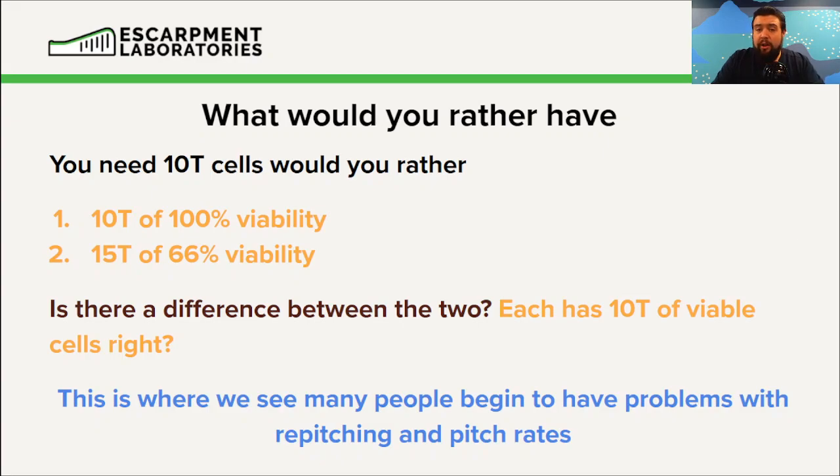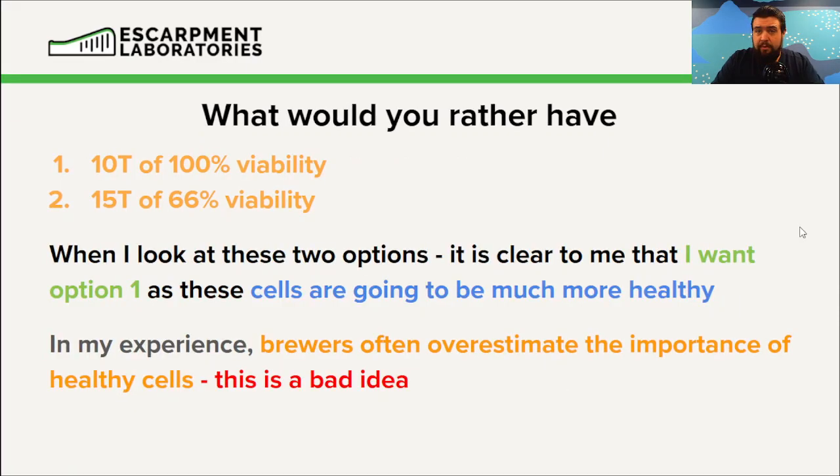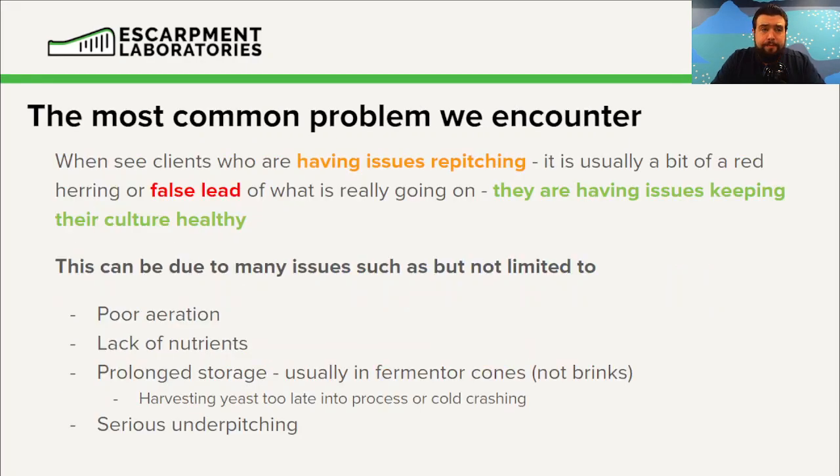Now, in my mind, this is a very easy question for me to answer. I want option 1. I'm looking for those 10 trillion cells that are 100% viable. We'll get to this in the end: 100% viable is not achievable. I put it in here to keep the math easy. But with option 1, those cells are each going to be happier and healthier. Those are higher quality cells if they're effectively 100%. In my experience, brewers often overestimate the importance of healthy cells, and that's a really bad idea. We're going to spend some time on it.